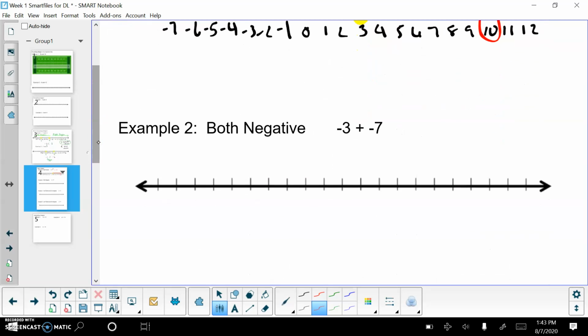Okay, let's look at the second one where they're both negative. And for this one, I'm going to have to move my 0 down a little bit to have enough room on the negative side. So I'm going to put my 0 here. I'm going to show the positive side again. And now I'm going to show the negative side.